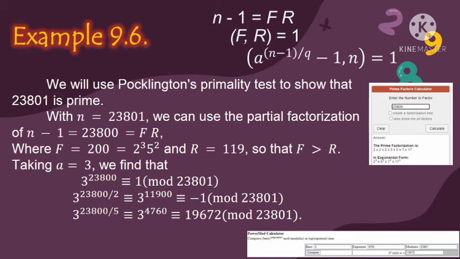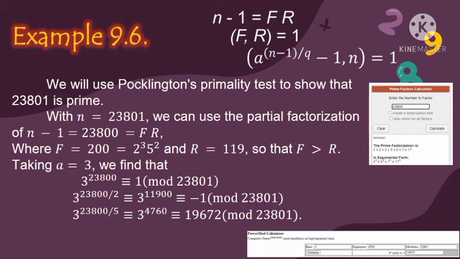We will use Pocklington's primality test to show that 23,801 is prime. With n equal to 23,801, we can use the partial factorization of n minus 1 equals 23,800 equals f times r, where f is equal to 200, equal to 2 raised to 3 times 5 raised to 2, and r is equal to 119. So how do we get it?